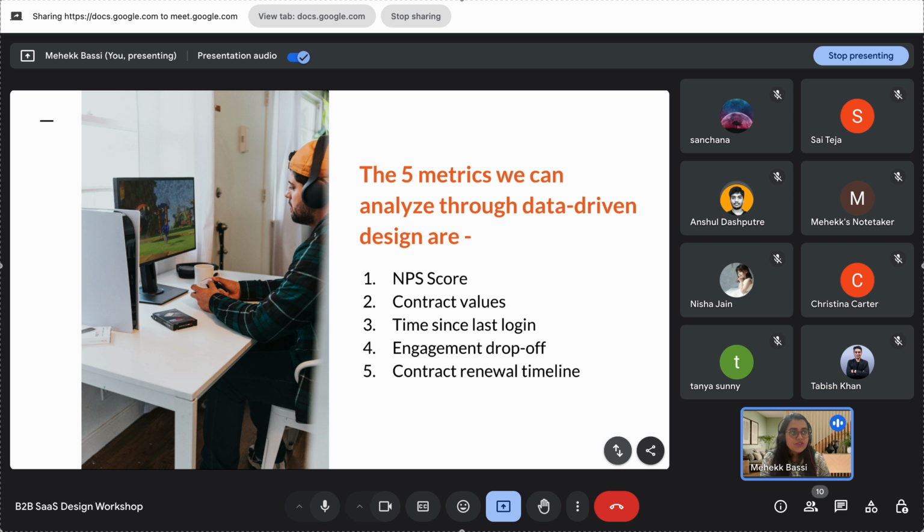And the last one is contract renewal timeline. So this metric tells you about how confident your customer is in your product. The customers who are loyal are more likely to purchase a long-term plan.